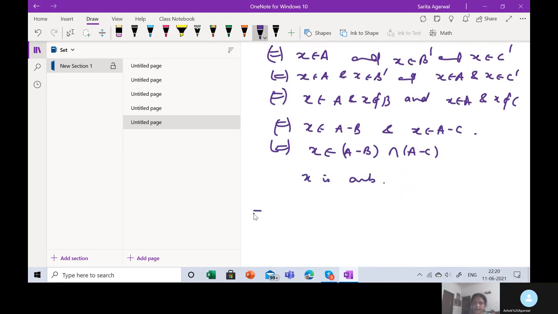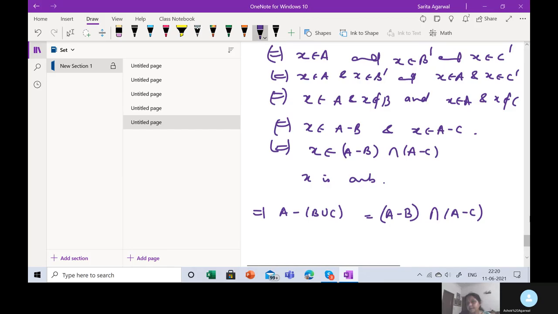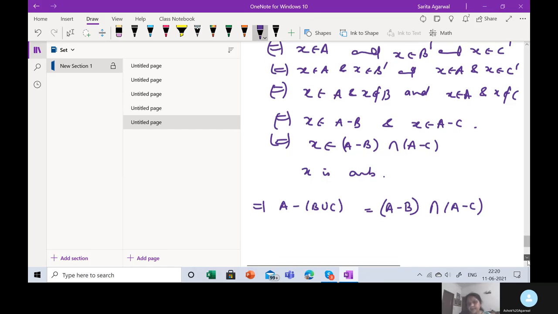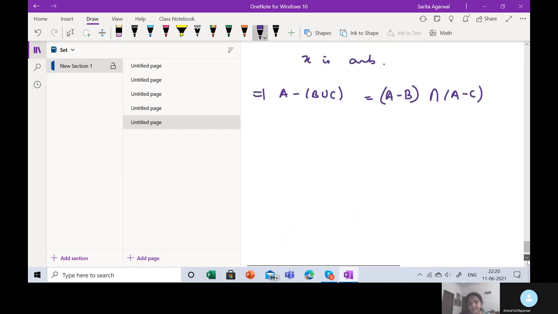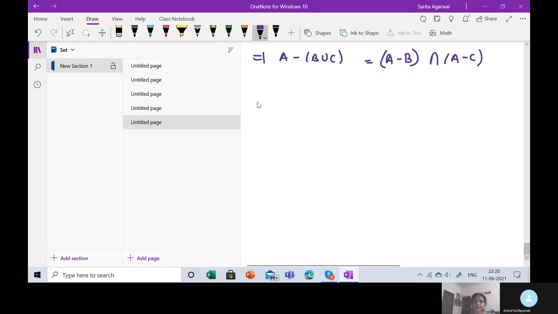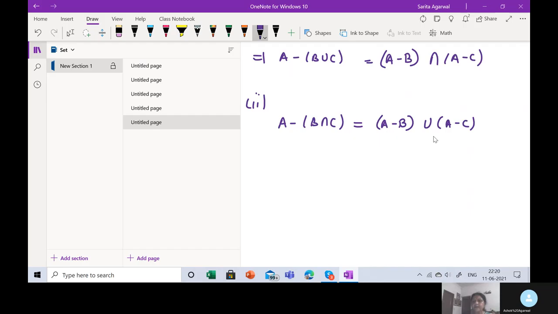And this gives us that A minus B union C equals A minus B intersection A minus C, right? Now we are coming to another property, the second property of difference, with the intersection. A minus B intersection C must be A minus B union A minus C, right?